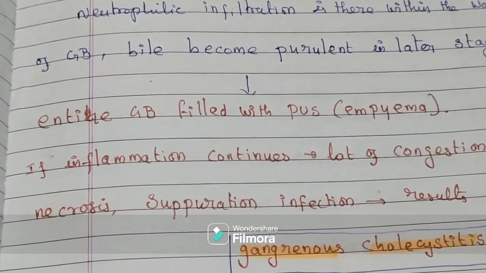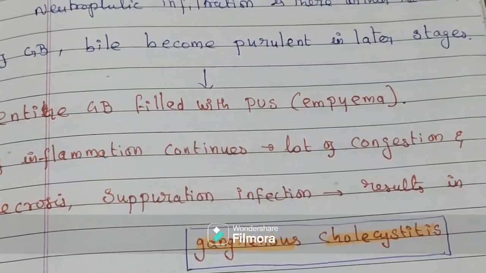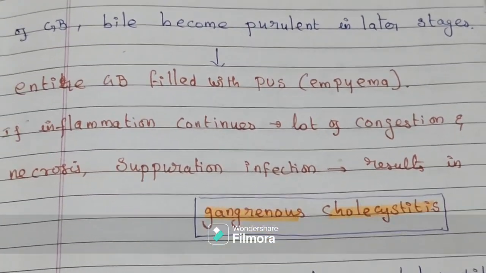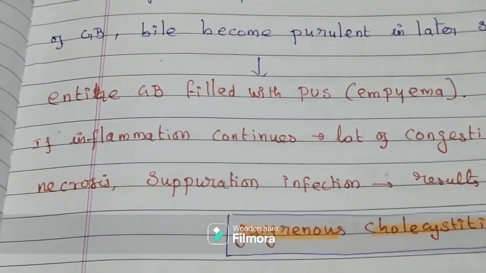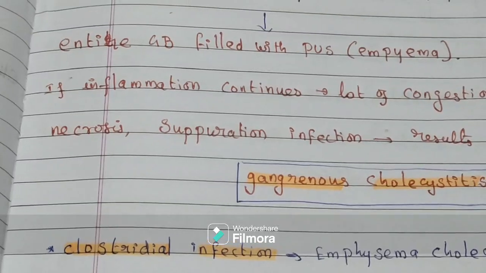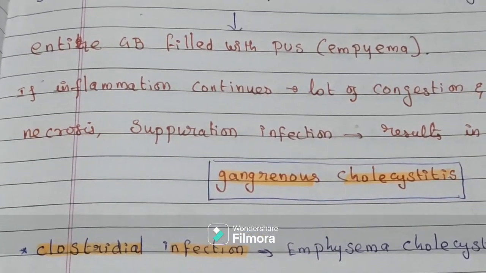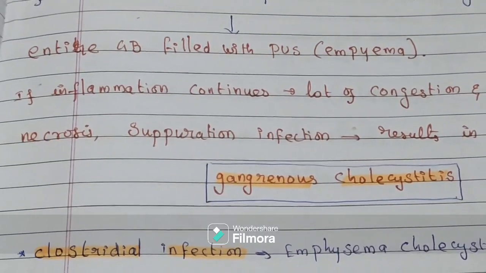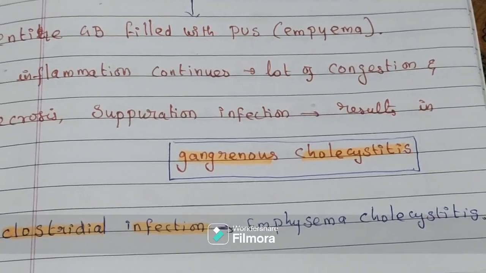If the inflammation continues, if there is a lot of congestion, necrosis and suppurative infection, it can result in gangrene. So gangrenous cholecystitis forms from suppurative infection. Then emphysematous cholecystitis can also be a possibility when it is infected with clostridial infection.